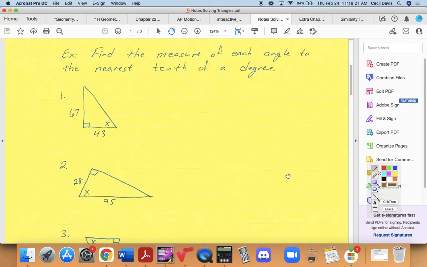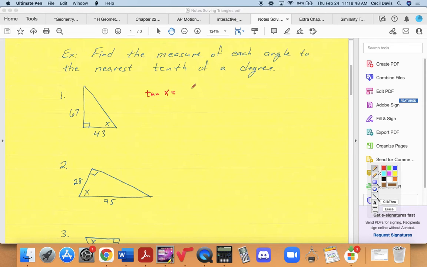If we're on this problem and we're trying to find the measure of this angle at x to the nearest tenth of a degree, what we can do is set this up just like we normally would. 67 is which side relative to the angle at x? Opposite. And 43 is? Adjacent. So that means I'm going to use tangent. So I've got the tangent of x is equal to 67 over 43, right?